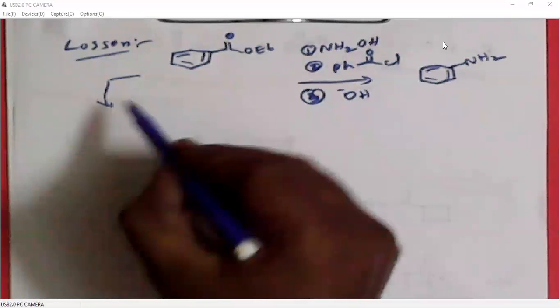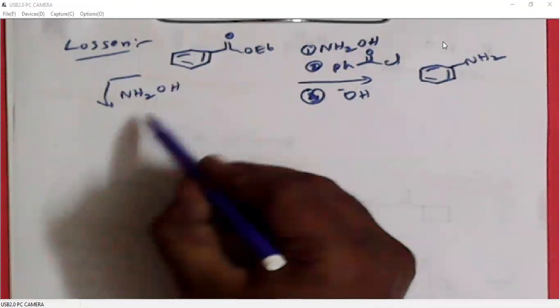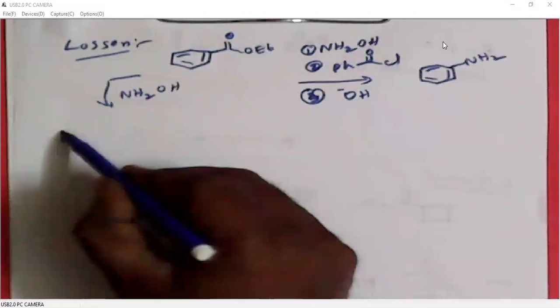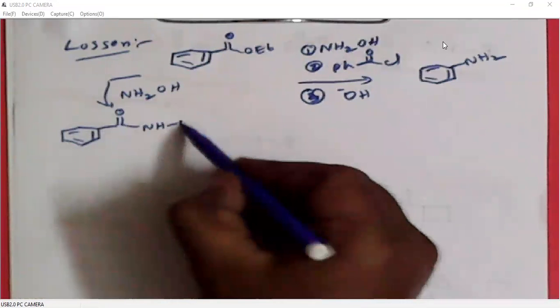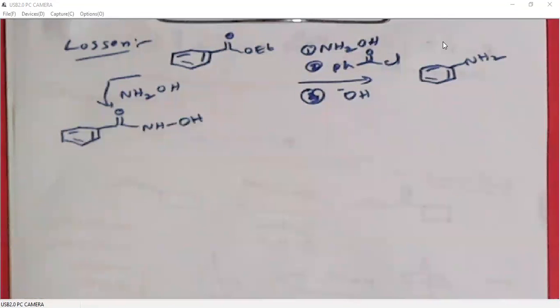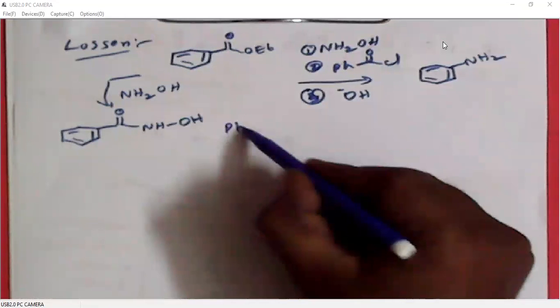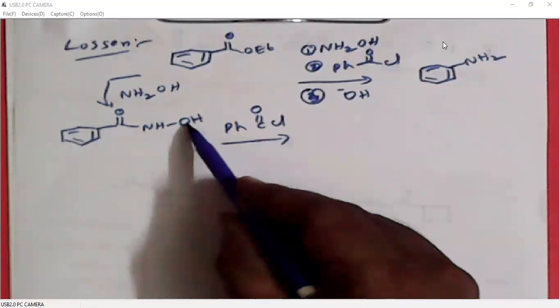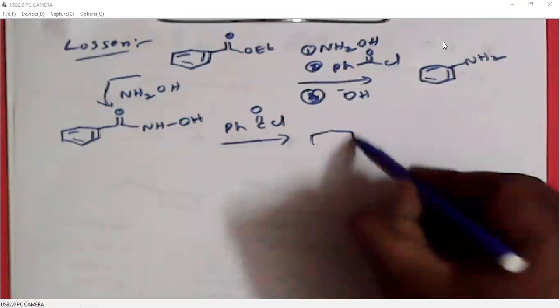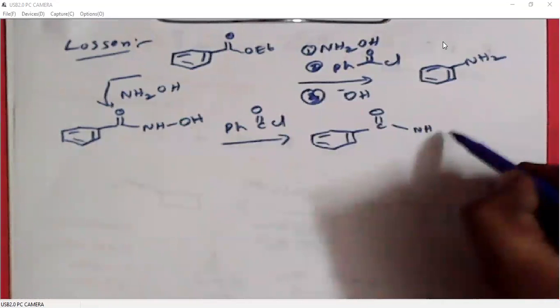When we treat ethyl benzoate with hydroxylamine, it undergoes amide formation. Now this N-hydroxybenzamide, when treated with benzoyl chloride, this oxygen will undergo esterification. So this generates the substrate required for Lossen rearrangement.